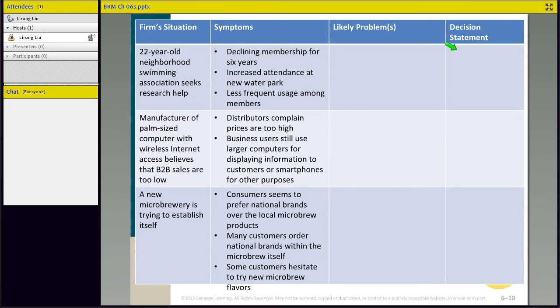We'll continue to the next step in a minute, but since we're on this page, let's look at the second example. This is about a palm-sized computer with wireless internet access. The manufacturers believe that B2B sales are too low for this situation.